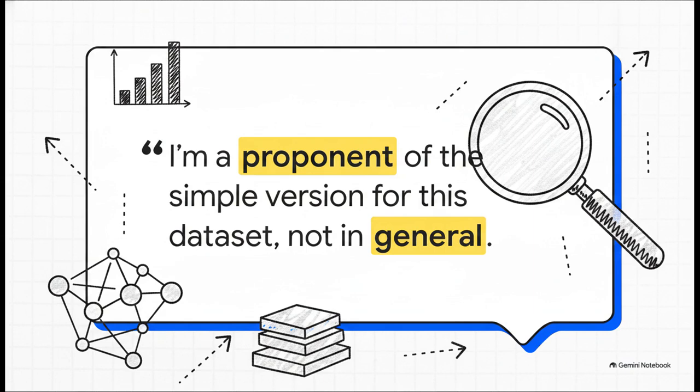You say, what I'd say honestly is that I'm a proponent of this simple version for this data set, not in general. Give me an order of magnitude more data, and I'd expect the complex model to be vindicated. But right now, that's just rhetoric. I haven't got the evidence yet.